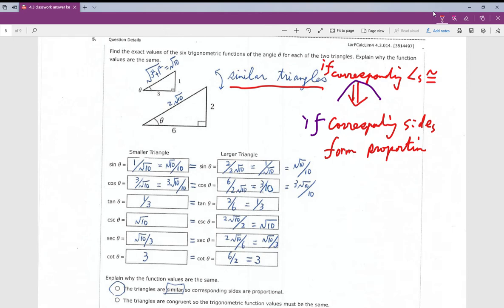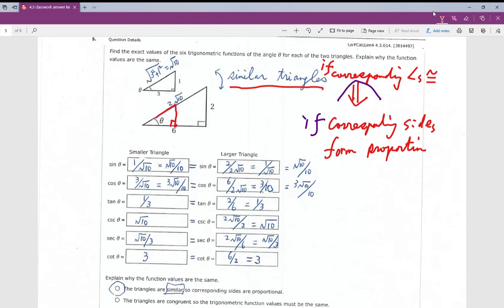Now, in this case, they didn't tell you whether these two angles are equal or not, but according to the information, 1 becomes 2, 3 becomes 6. So say this is 3, right? Half. And then by the Pythagorean theorem, you can check. This will be square root of 10. This will be double, 2 square root of 10. So, in the middle, you kind of do this.